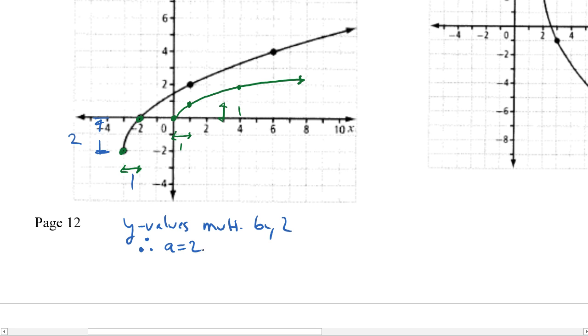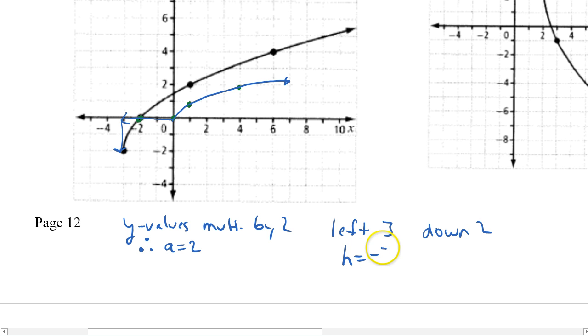And then what about the shifts? What about the left and right and up and down? So if I do a bit of erasing here, if I started, I'll put that back. This has gone left 3, and it has gone down 2. The left 3 means that h is equal to negative 3 and k is equal to negative 2.